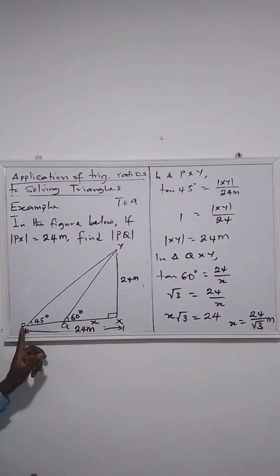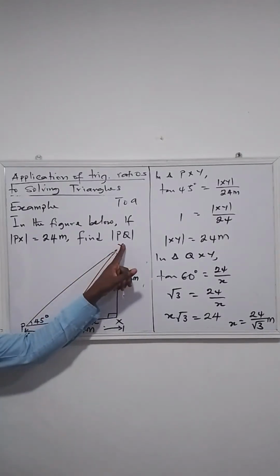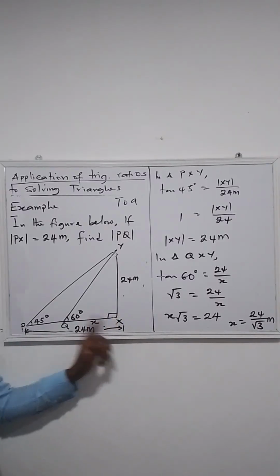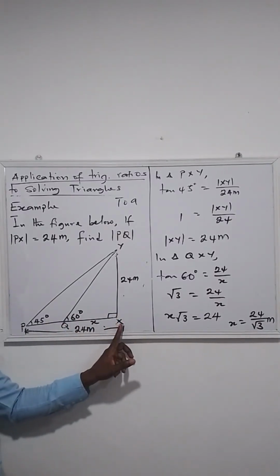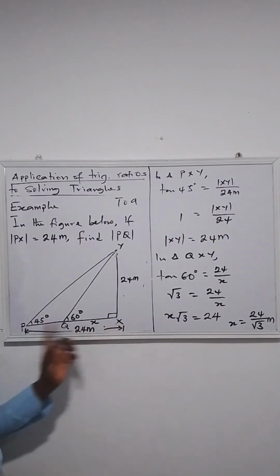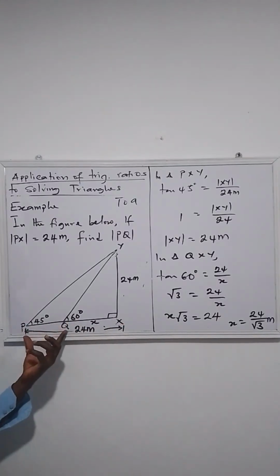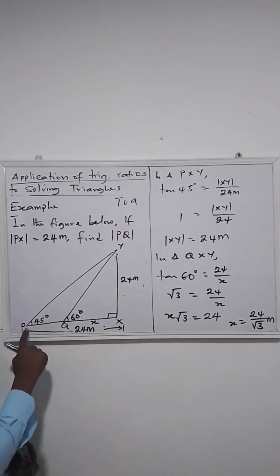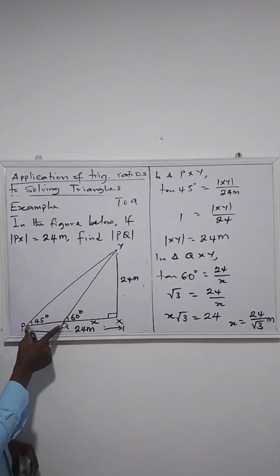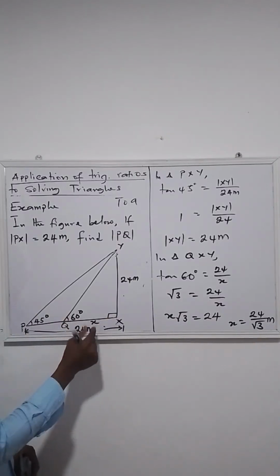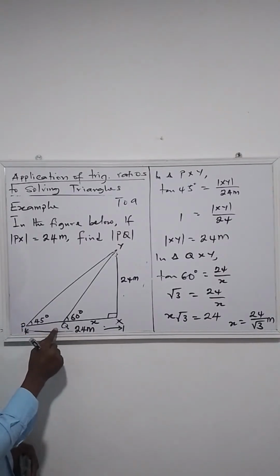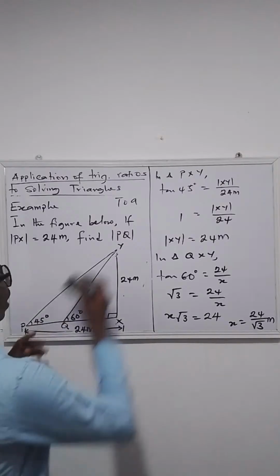Now, to get PQ, that's what the question wants us to get. You know from here to here, PX is 24. Now we know QX. So to get PQ, just take away QX from PX. Everything here down to this place is 24. Now, I want to get this small place. I will take away this, that is the value of X, from 24. That gives me PQ. All right? So now let's write that out.